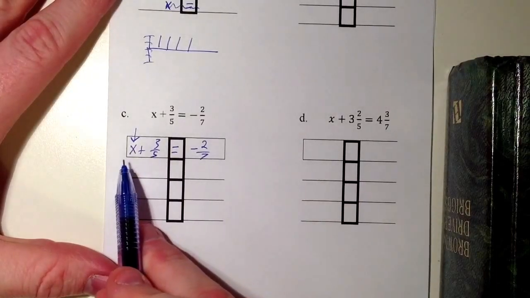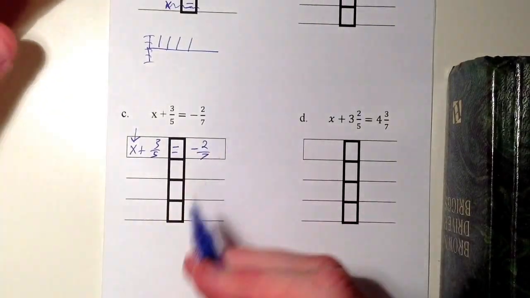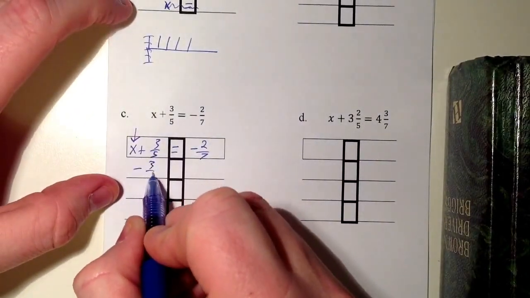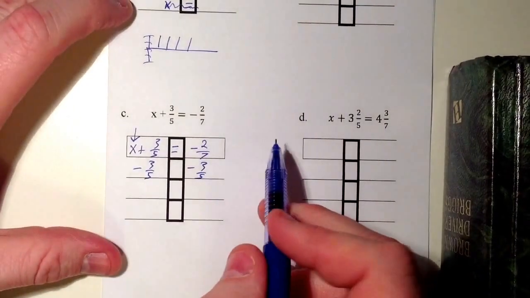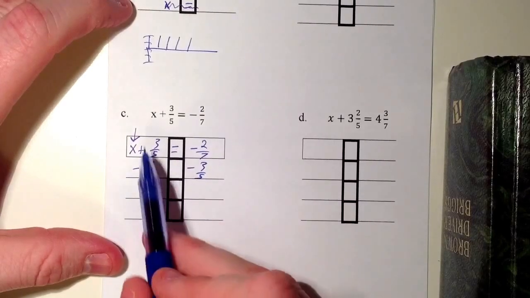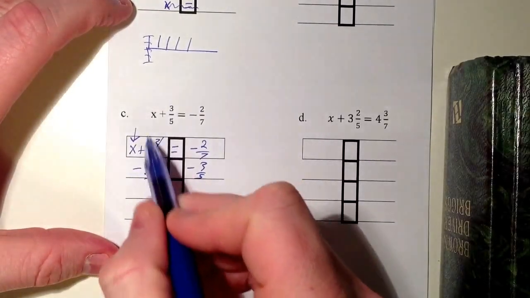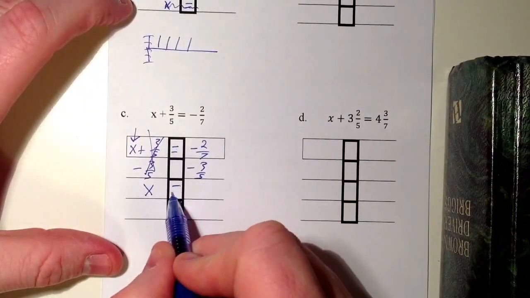So what's on the same side as the x? A plus 3/5. So what's the inverse of plus 3/5? It's minus 3/5. Whatever I do here, I have to do over here. All right? So again, I'm going to ask myself, okay, what is a plus 3/5 and a minus 3/5? It's 0. That's easy. That goes away. So on this side, I'm left with just x equals always in the middle.